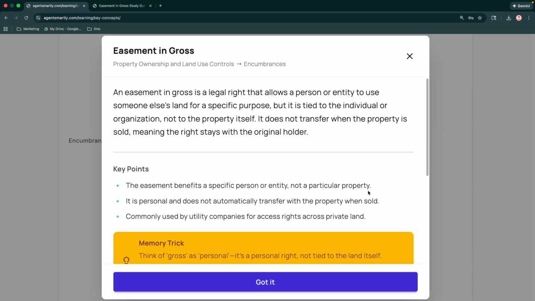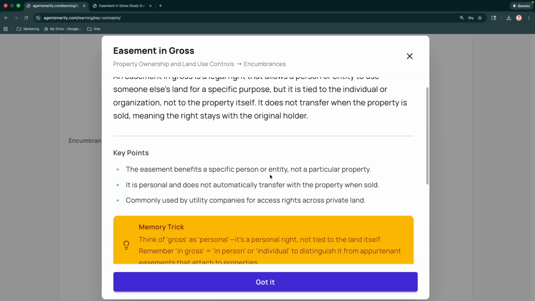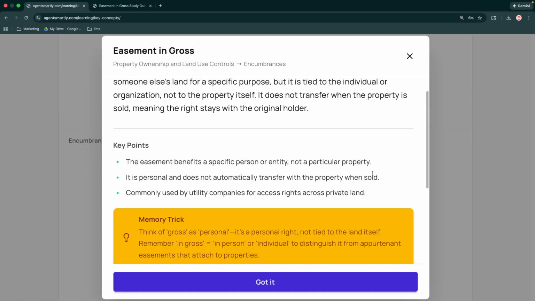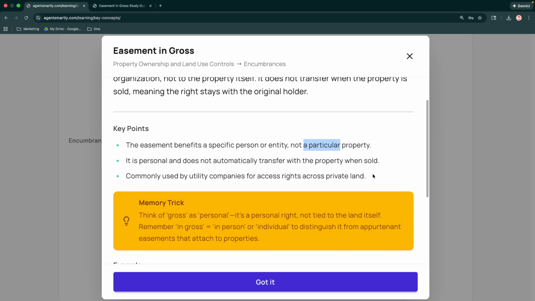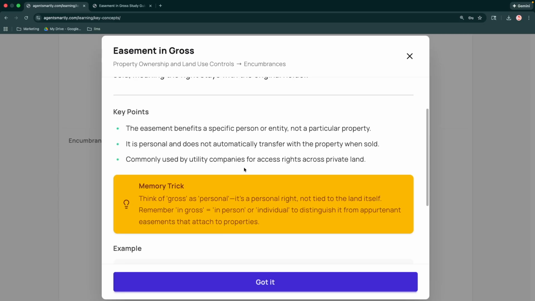For the key points, this kind of easement benefits a specific person or entity, not a particular property. That's key. Once again, it's tied to a person, not the property. So it's personal, and doesn't automatically transfer when sold. Commonly used for utility companies for access rights across private land.